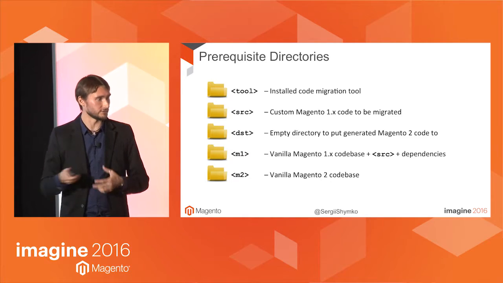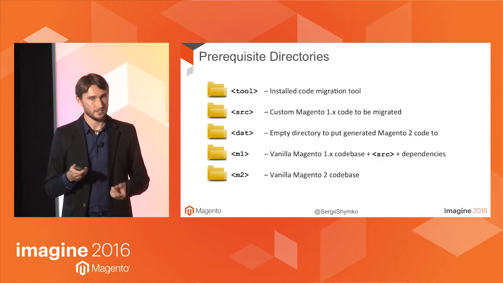Then the destination directory. Very simple, it's just an empty directory. That's the directory where the tool will be putting its output. Initially, it's empty. Two more directories. The Magento 1 directory. It's pretty much a vanilla Magento 1 code base plus all the custom source code, the same code that is in the source directory, all the modules that you want to migrate.